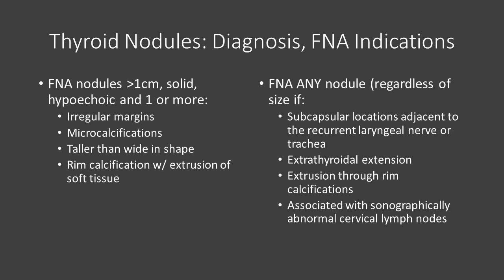Abnormalities matter. So if it is subcapsular in nature near the laryngeal nerve, if the borders are outside of the actual thyroid tissue, if you see rim calcifications and it has tissue extrusion through those calcifications, and sonographically abnormal cervical lymph nodes. Again, most of the time those are not going to be painful if they're not associated with infection, right?